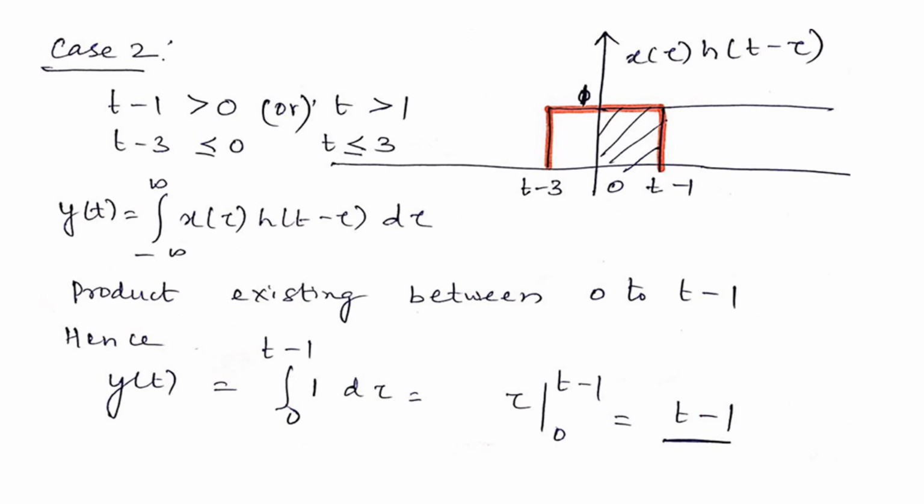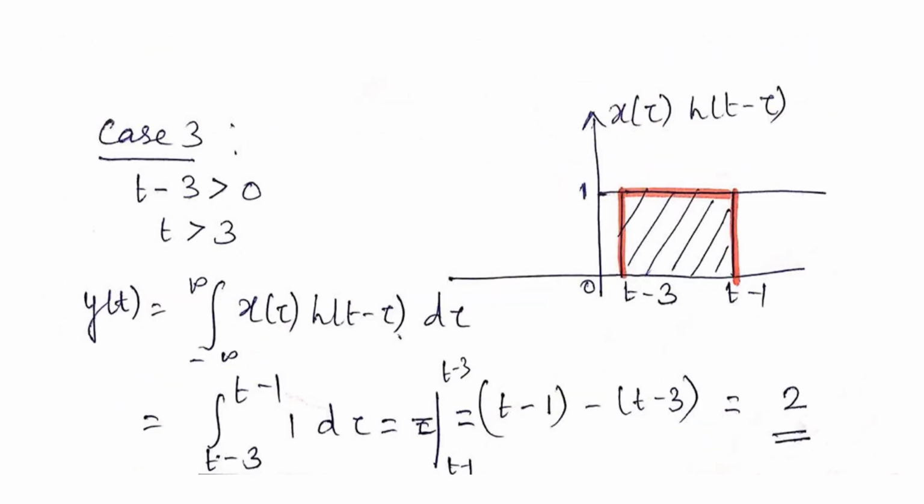Now the next case is that the width of the pulse was 3. Partly it was on the positive side and partly the pulse was on the negative side. Now the next case, an interesting case, is that we are going to glide the rectangular pulse completely to the positive side.